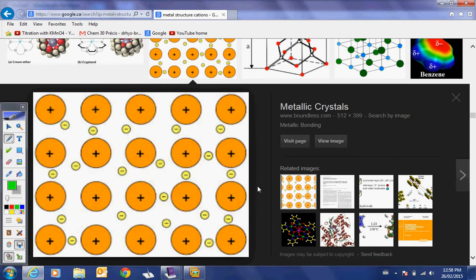Okay. Rows of cations sliding over each other for ductile and malleable, and free electrons for conducting electricity. Any questions? And that's your entire bonding unit. Done. Okay? There's quite a bit in there, especially because of the Lewis structures and so on, but that's it.